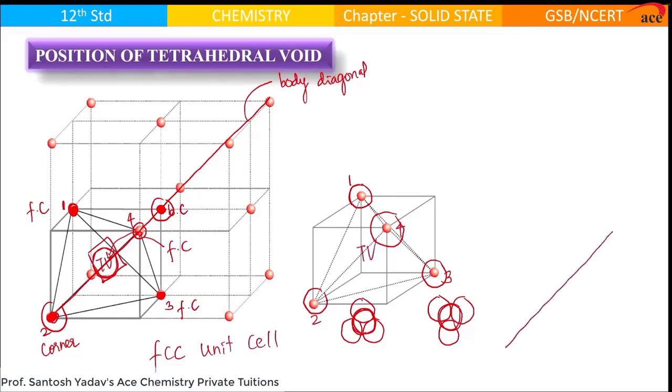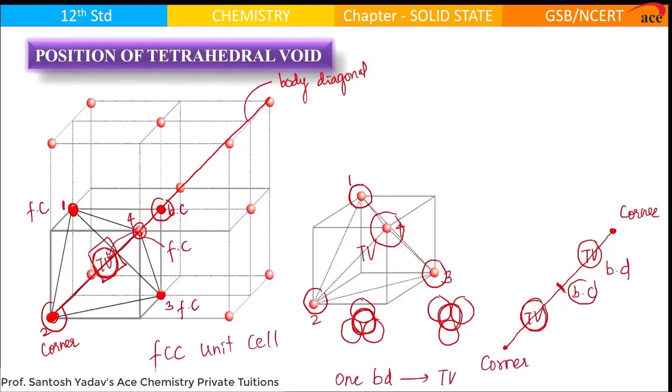If this is a body diagonal, this is the body center and this is one of the corners, then here is a tetrahedral void. So, a tetrahedral void is between the body center and a corner. Similarly, on this side there is a tetrahedral void, and there is a corner here also. So, between the body center and corner, the empty space is called which void? Tetrahedral void. That means one body diagonal will have 2 tetrahedral voids.